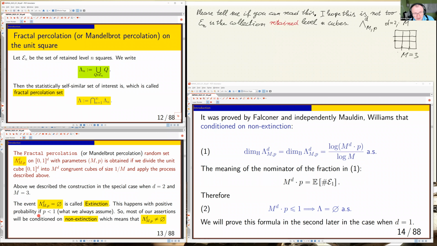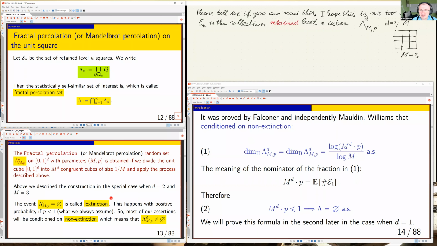When this set is empty, then we say that this event, because this is a random set, it can be empty, we call this event that the set is empty extinction. This happens with positive probability when p is smaller than 1, and we always assume that p is smaller than 1. And when this set is non-empty, we call that event non-extinction. And usually all the theorems that we state will be conditioned on non-extinction.